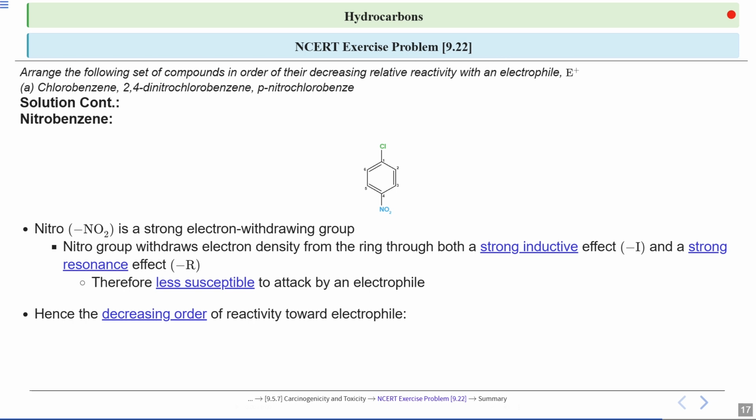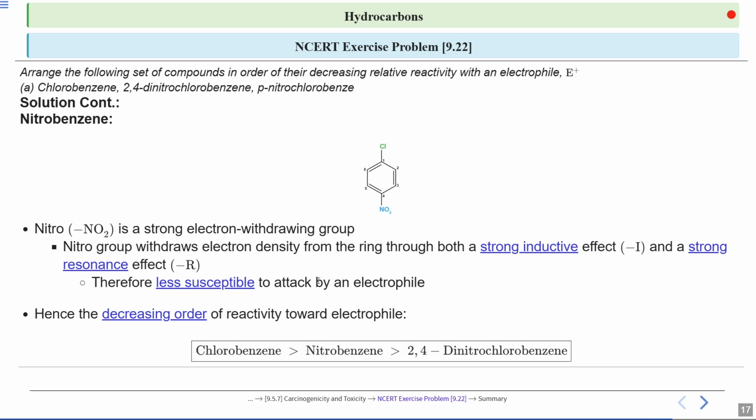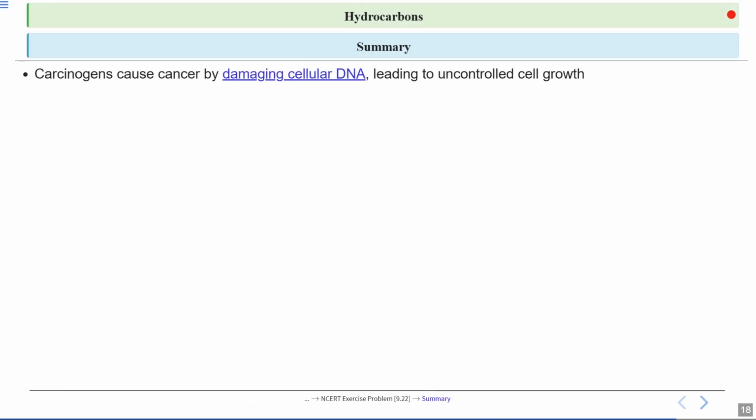So what will be the decreasing order of reactivity overall? It is very clear that chlorobenzene is the most reactive one among all the three given in electrophilic aromatic substitution. Then comes nitrobenzene, which has an electron withdrawing group, NO2. Now the least reactive is 2,4-dinitrochlorobenzene, which has three electron withdrawing groups. So as you increase the number of electron withdrawing groups, their reactivity decreases. Therefore, the decreasing order is chlorobenzene, then nitrobenzene, and the least reactive is 2,4-dinitrochlorobenzene towards electrophilic aromatic substitution.